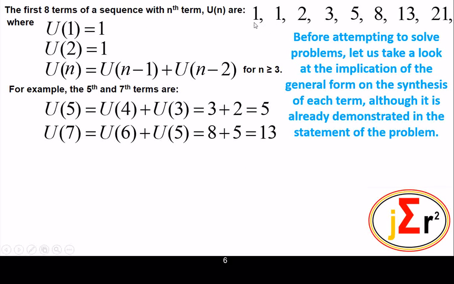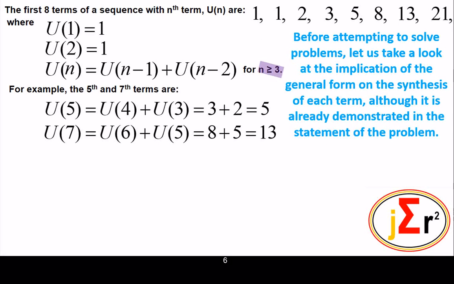And you can see right here, 1 plus 1, that's 2. 1 plus 2, that's 3. 2 plus 3, that's 5. 3 plus 5, that's 8. Right, so that's a special sequence that we will finish up by taking a very good look at.